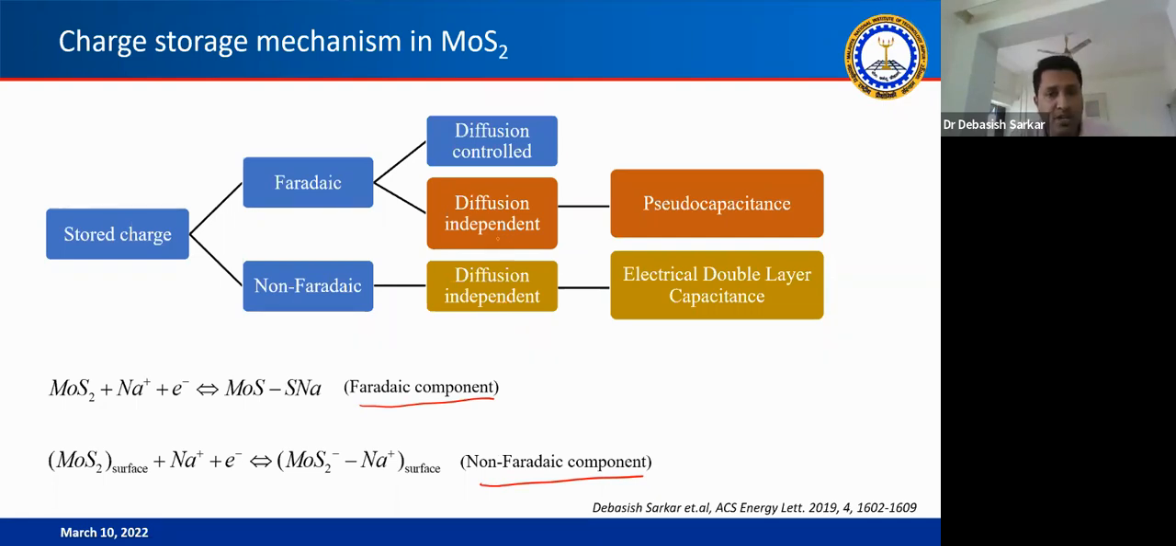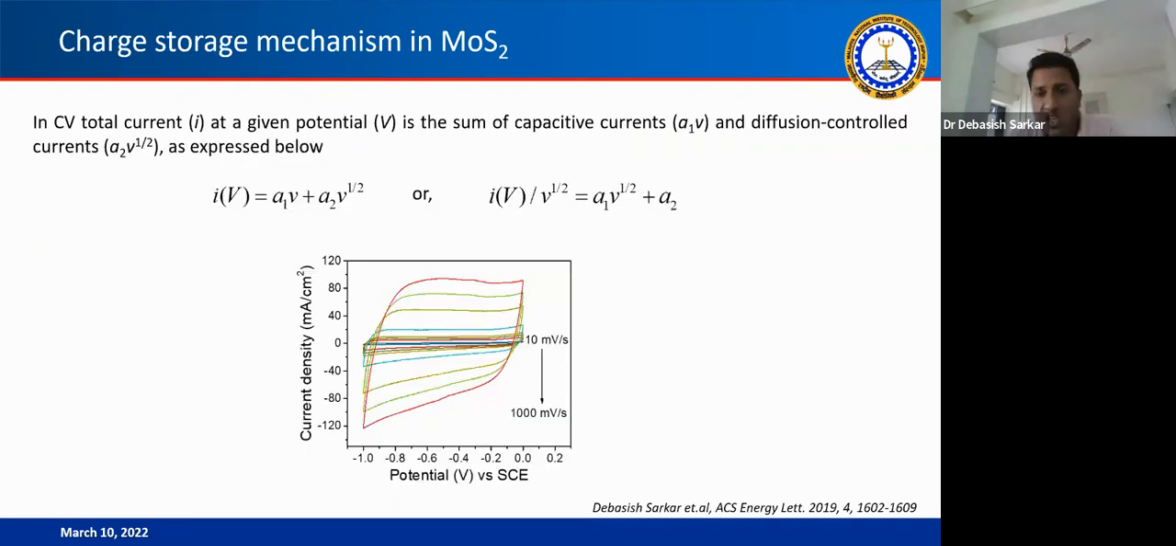Faradaic diffusion independent process is called pseudocapacitance, and Faradaic diffusion controlled process is called Faradaic process. So Faradaic diffusion independent and non-Faradaic diffusion independent, they are together. We can actually separate diffusion independent and diffusion controlled processes. For that, we have to use this equation, because for a diffusion independent process, current is proportional to scan rate directly, and for a diffusion dependent process, current is proportional to v to the power half.